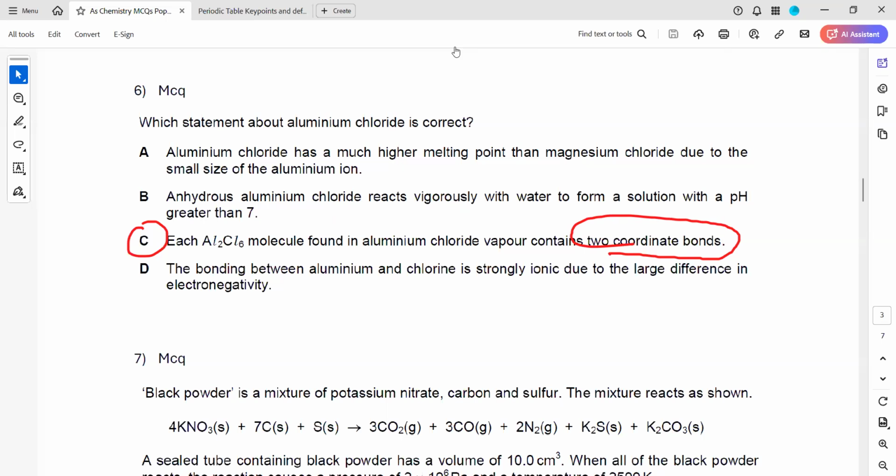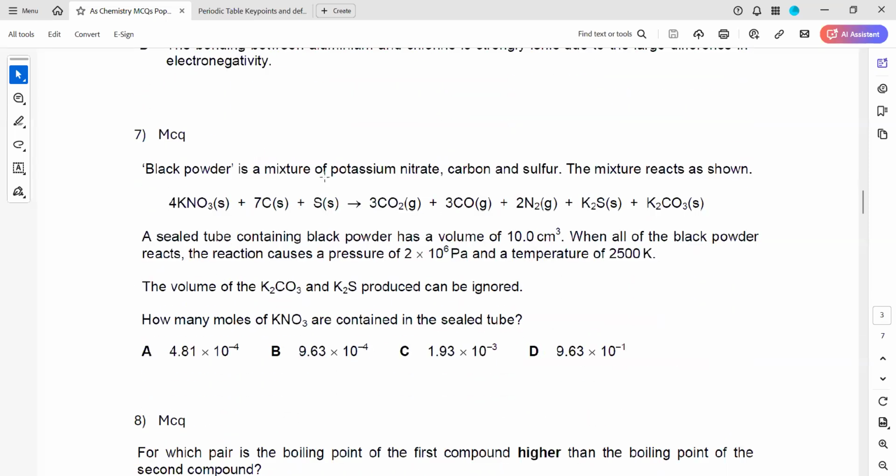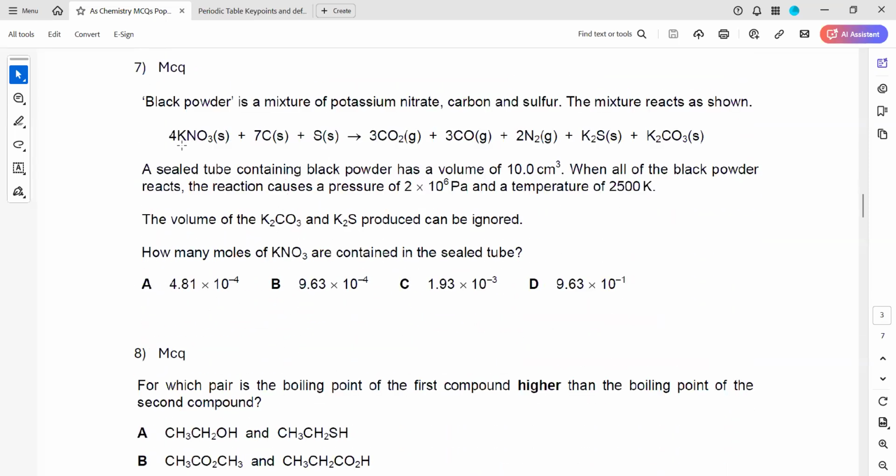In question 7, black powder is a mixture of potassium nitrate, carbon, and sulfur. The mixture reacts as shown. A sealed tube containing the black powder has a volume of 10 cm cube. The tube contains black powder, which is a mixture of potassium nitrate, carbon, and sulfur.